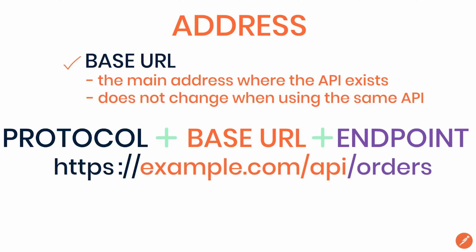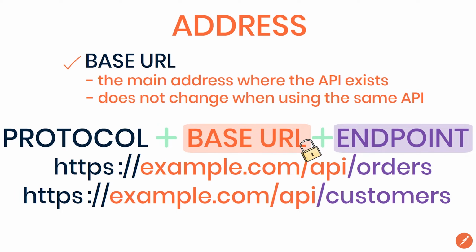And as long as you use the same API, the base URL will not change. What changes is the endpoint, depending on the data you want to get or send. So the endpoint can be orders, can be customers, or can be anything else that the API documentation specifies.